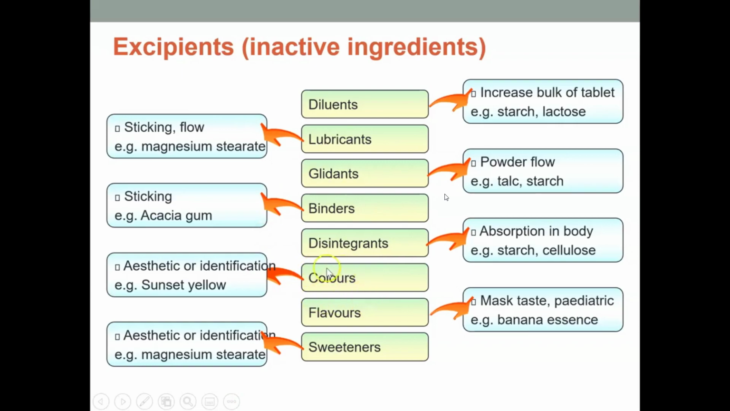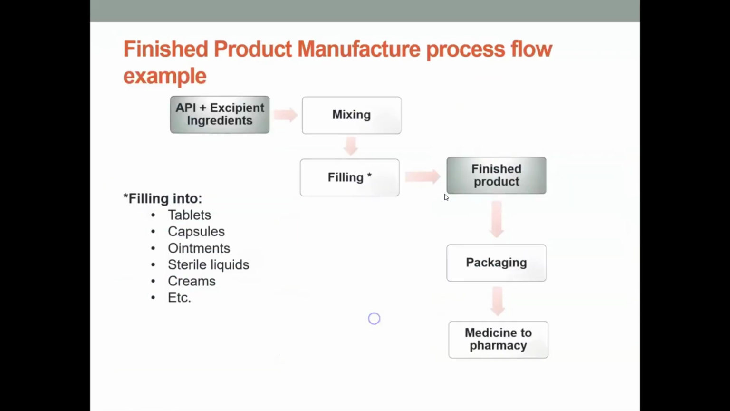For certain tablets or products, you might need to add a colour, and that can be for aesthetic reasons, or it can also be for identification. If you had two products that were different strengths that looked the same, you might want to have a colour so they were easily identifiable. Flavours can sometimes be used as well. That's often, particularly in pediatric medicines, to mask the taste if there's a particularly strong taste of your active ingredient or some of your excipients. And again, sweeteners for the same reason. It can be aesthetic or for identification purposes too.